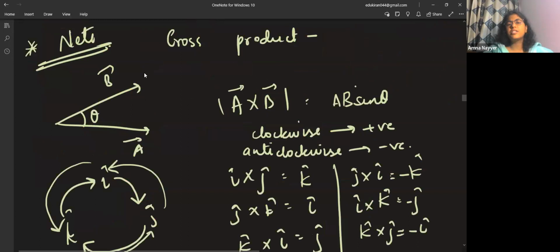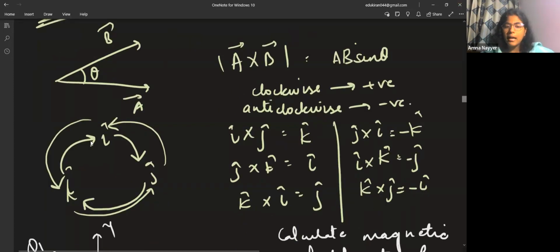See, this is just a revision of cross product if you have forgotten the signs, because signs will be used in your cross products, since you have it in vector form also, dl cross r. But if you remember i cap cross j cap, the best method to remember cross product sign is to draw i cap, j cap, k cap, and move clockwise.